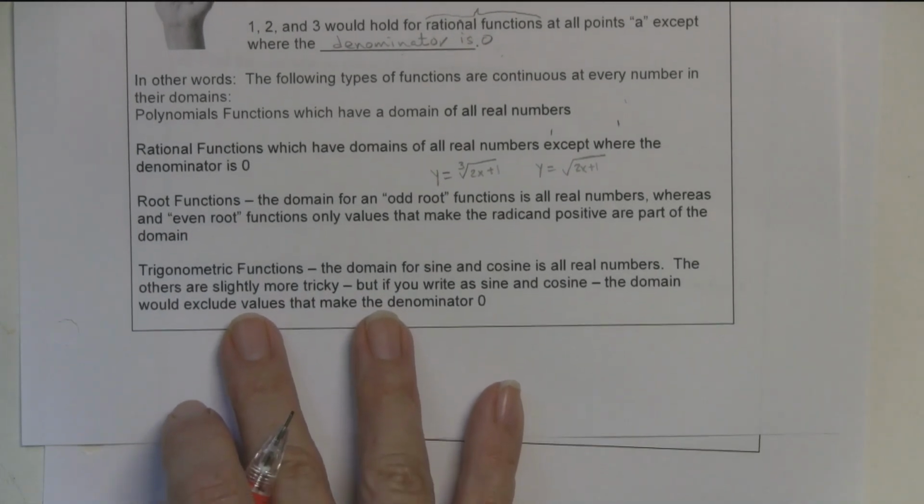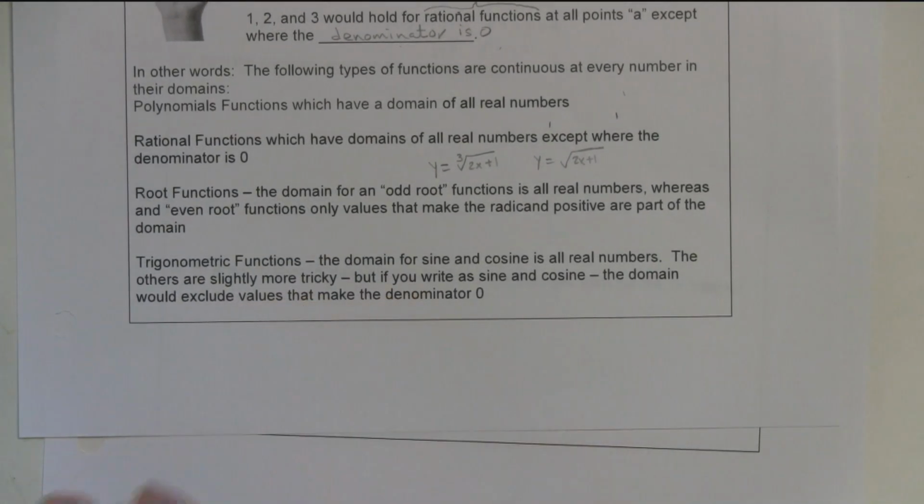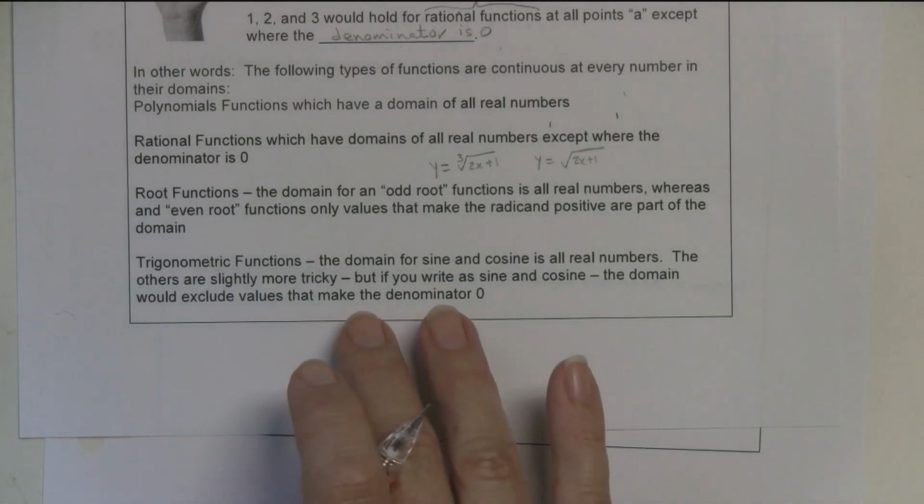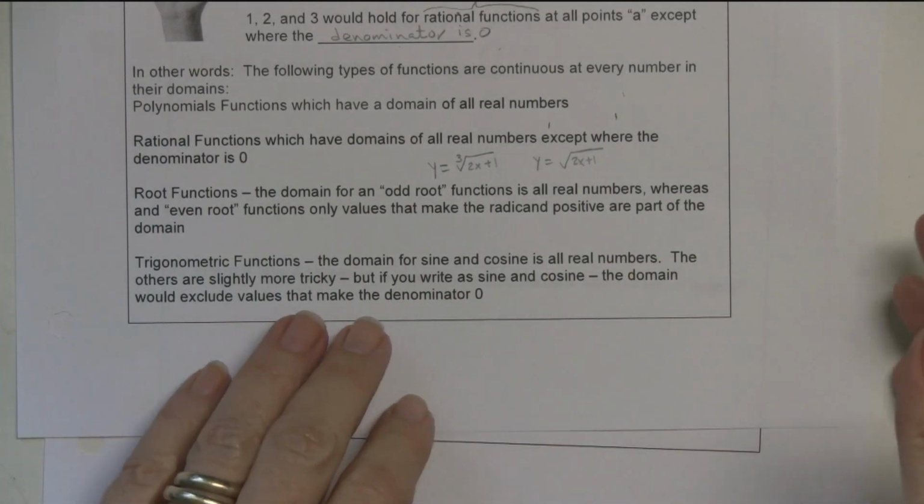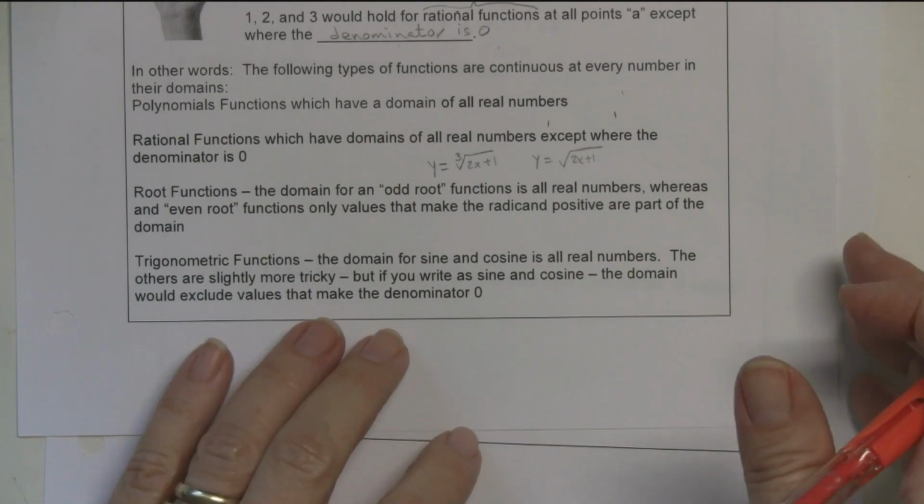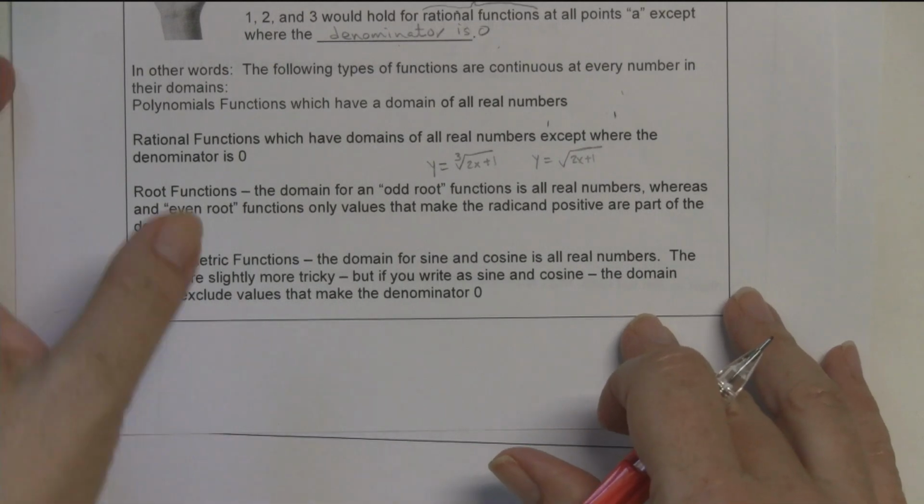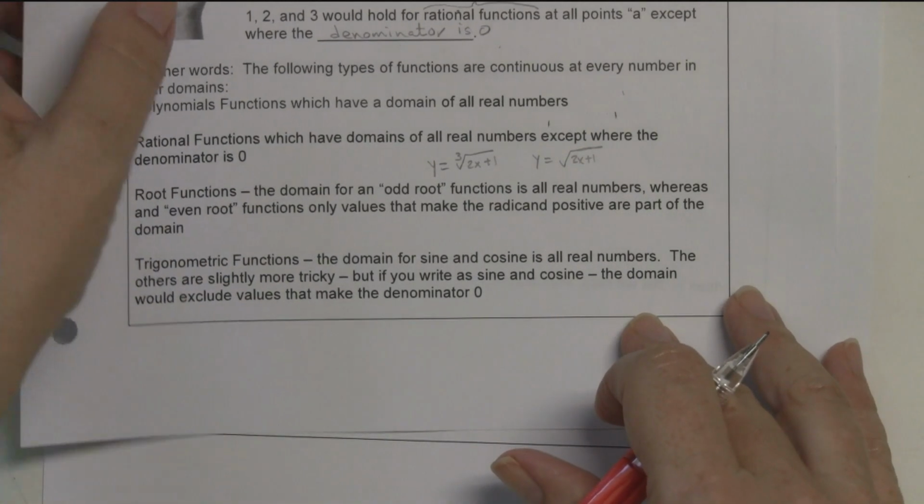And then trig functions, they just make a note that the domain of sine and cosine is all real numbers. And the others are slightly more tricky, but if you write as sine and cosine, you can see what the domains are pretty easily. So if you write tangent as sine and cosine, you can see what the domains are, and you don't want your denominator to be 0. So essentially you've made it into a fraction, and so you have to watch out for 0 in the denominator.